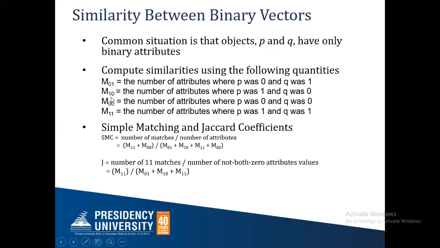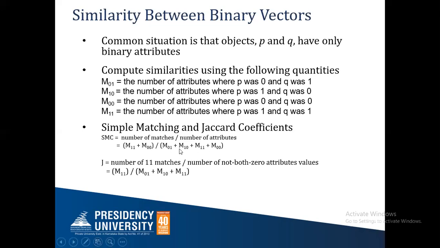Similarly, M10 will be the number of attributes with P equal to 1 and Q equal to 0. M00 is the number of attributes where P is 0 and Q is 0. M11 will be the number of attributes with P equal to 1 and Q equal to 1. We will solve this, and in the next slide we have the formula.